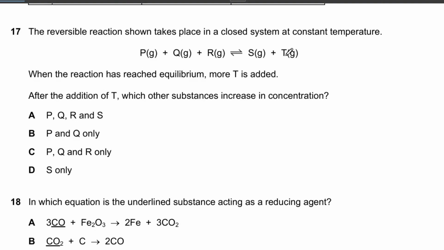Adding more of T will make the equilibrium oppose that change. By opposing the change, it will move to the left to oppose the increase in concentration of T or S. So the equilibrium will shift to the left. And if the equilibrium shifts to the left, that means the concentration of P, Q, and R are going to be increased. Therefore, our answer is C, P, Q, and R only, because the equilibrium shifts to the left to oppose the change in concentration on the right.